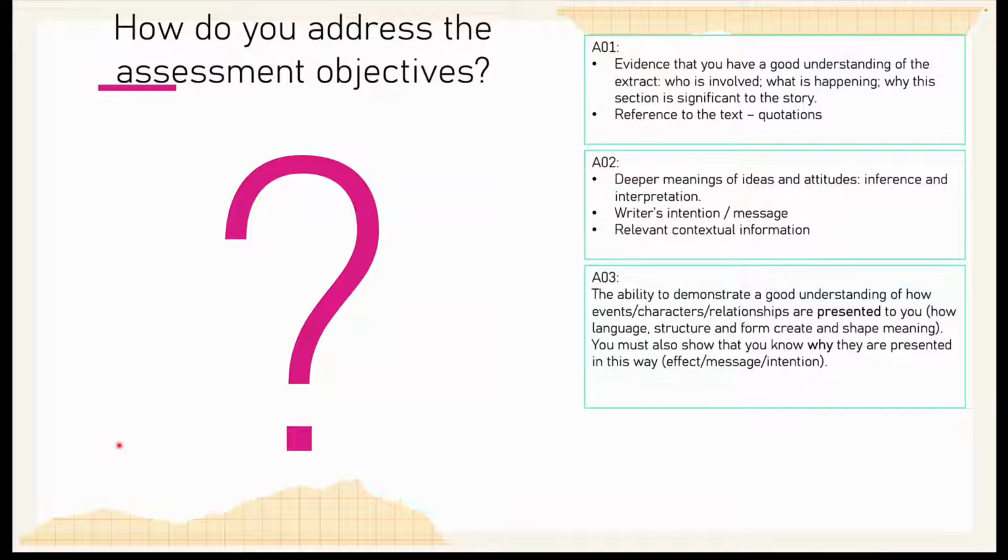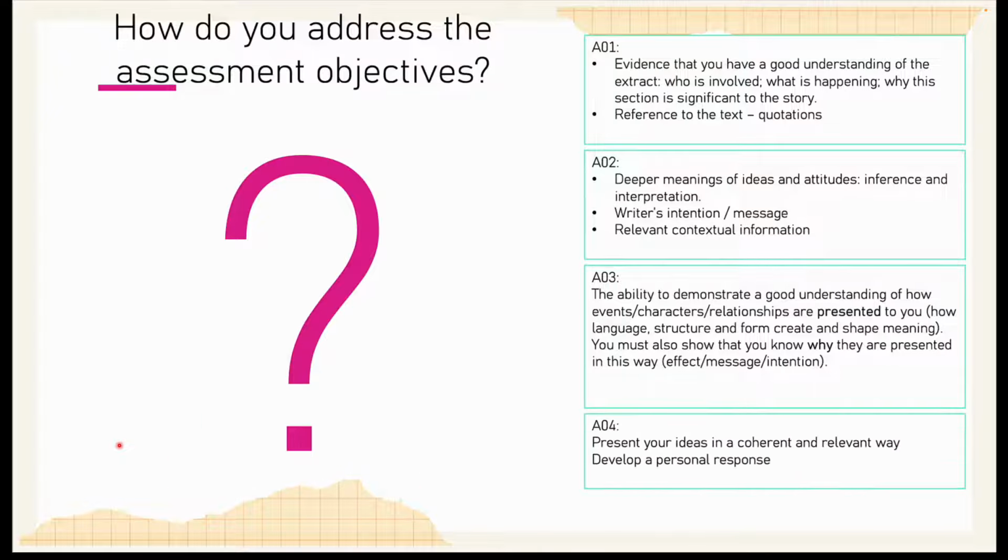AO3 is all about how the characters, the events, the relationships, the setting is presented to you. So it's how language, structure and form create and shape meaning, and you should be able to analyse that. You must also show that you know why they are presented in this way, and this is where it links back to effect, message and intention.